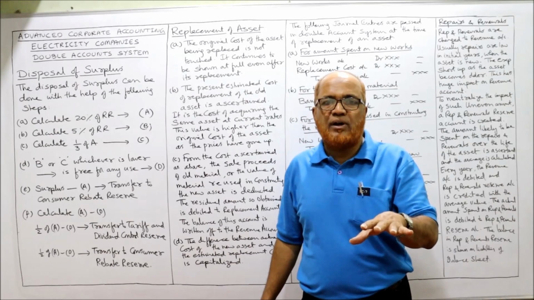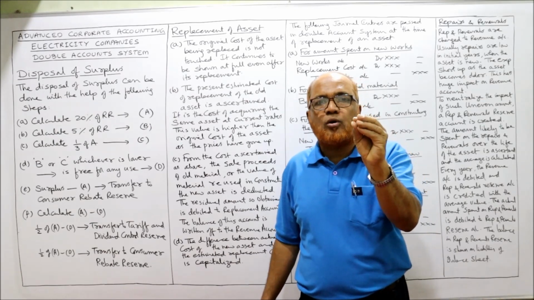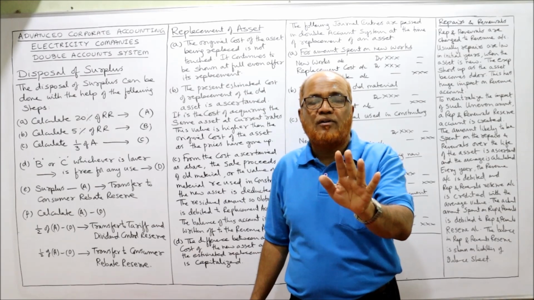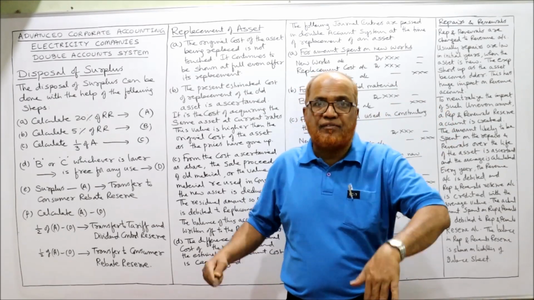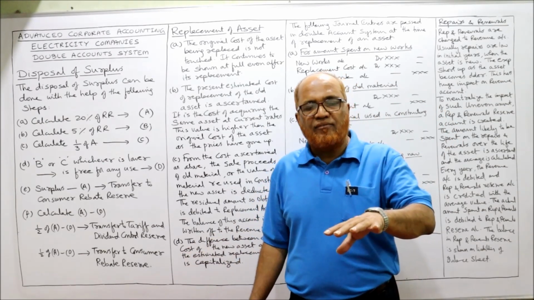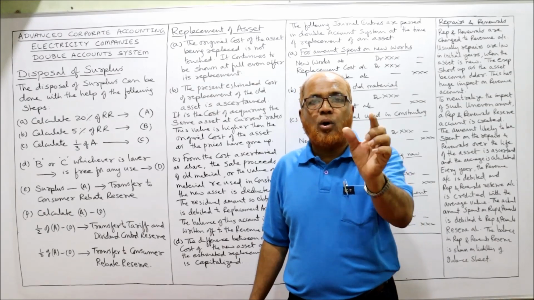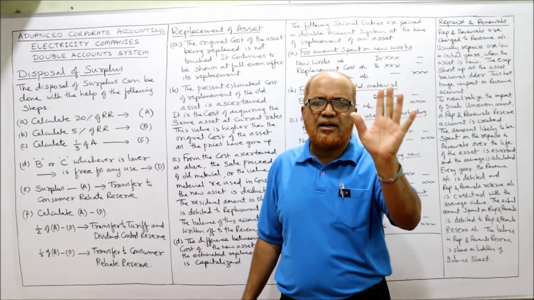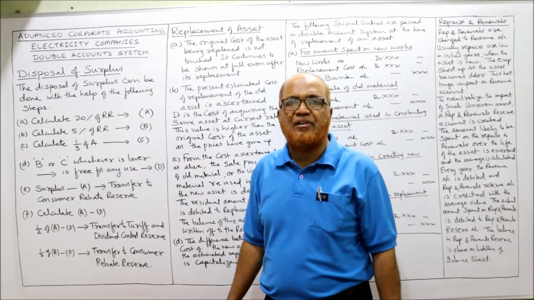What will the electricity company do? The old machine of 5 lakh rupees will not be touched, it will be kept as it is, even if it is scrapped. Even when it is scrapped, the old value should not be touched. It will continue to be the same, rupees 5 lakh.